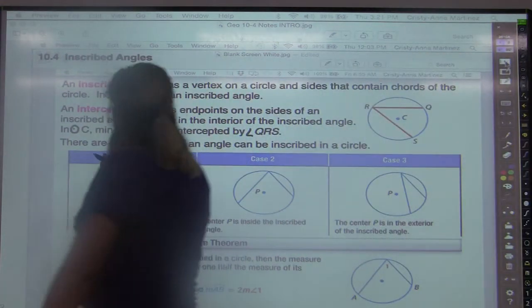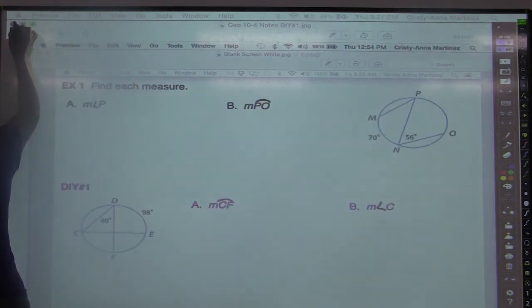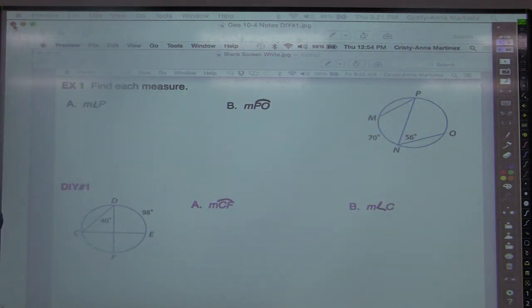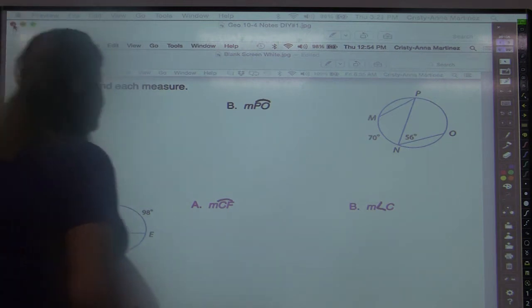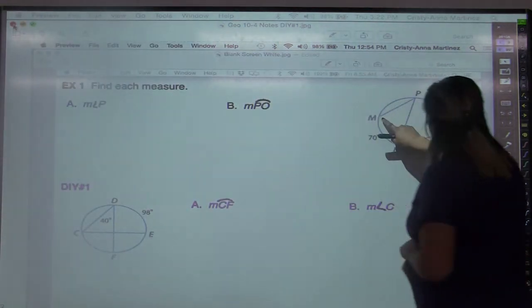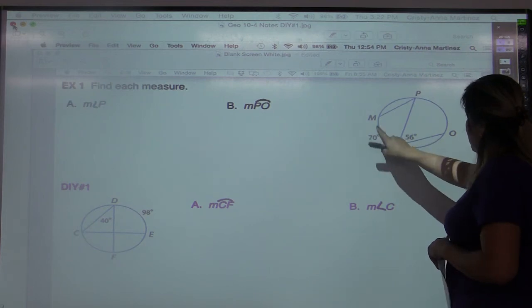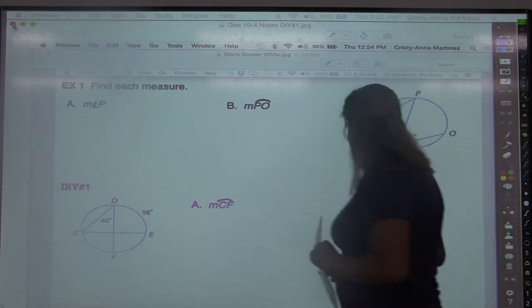So we're going to use this information to do our first example. And it says here in example 1, find each measure. And so in part A, they want us to find the measurement of angle P. And if we look at our diagram, you can see that angle P has an intercepted arc, which is MN, which is 70 degrees.